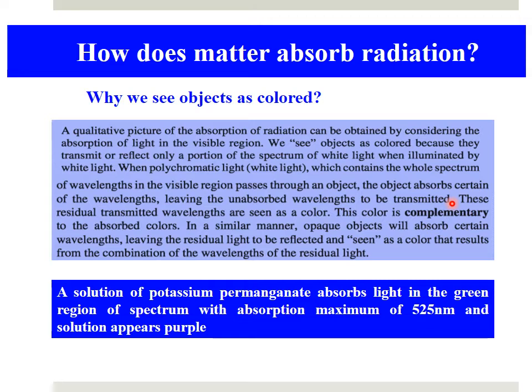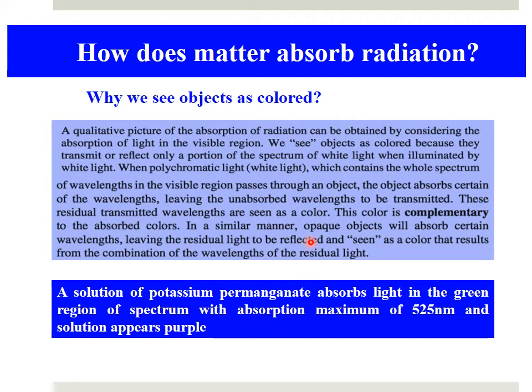As I have already said, when white light falls on an object, the object will absorb only a portion of that visible light, and the remaining light will be unabsorbed, or we may call it transmitted light. A portion of the light will be absorbed and some portion will be transmitted. This transmitted light is called the complementary of the absorbed color.